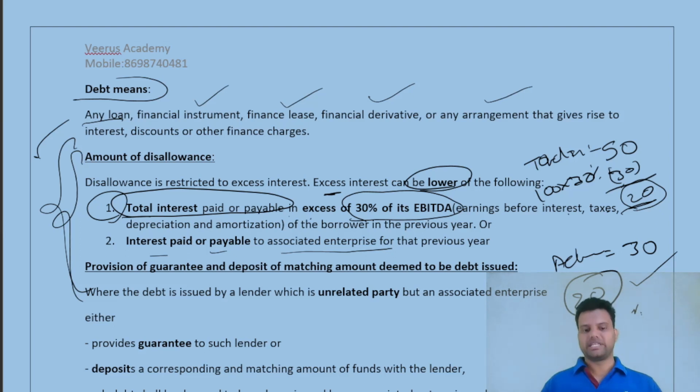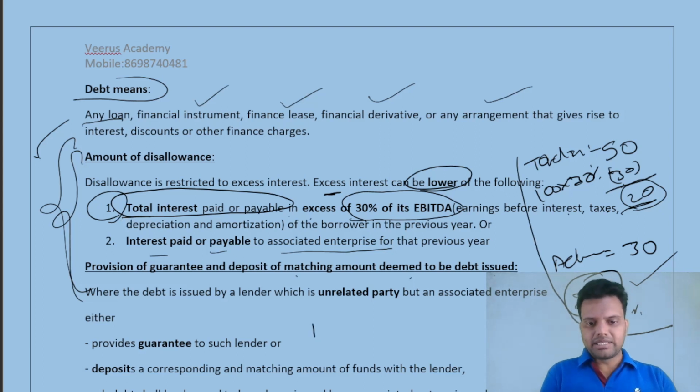Now I'm moving on to the next portion. The next portion is provision of guarantee and deposit of matching amount deemed to be debt issued. What does this mean? They will make a simple arrangement. I will just give you an example here. There are three companies: A Limited, B Inc, C Inc.